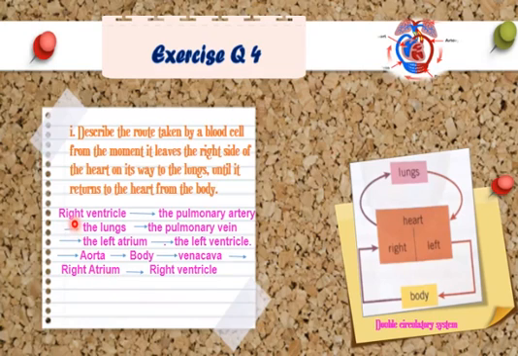So right ventricle to pulmonary artery, the lungs, then from the lungs the pulmonary vein, and then it moves to the left atrium, then left ventricle, then aorta, then the body, then vena cava, then right atrium and right ventricle. So you have to draw this cycle in your notebook as well.